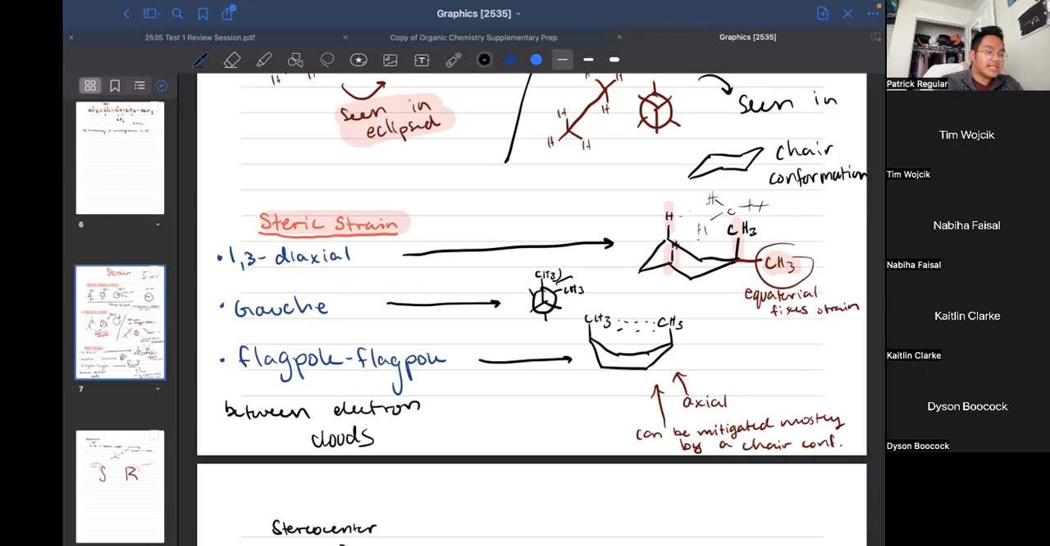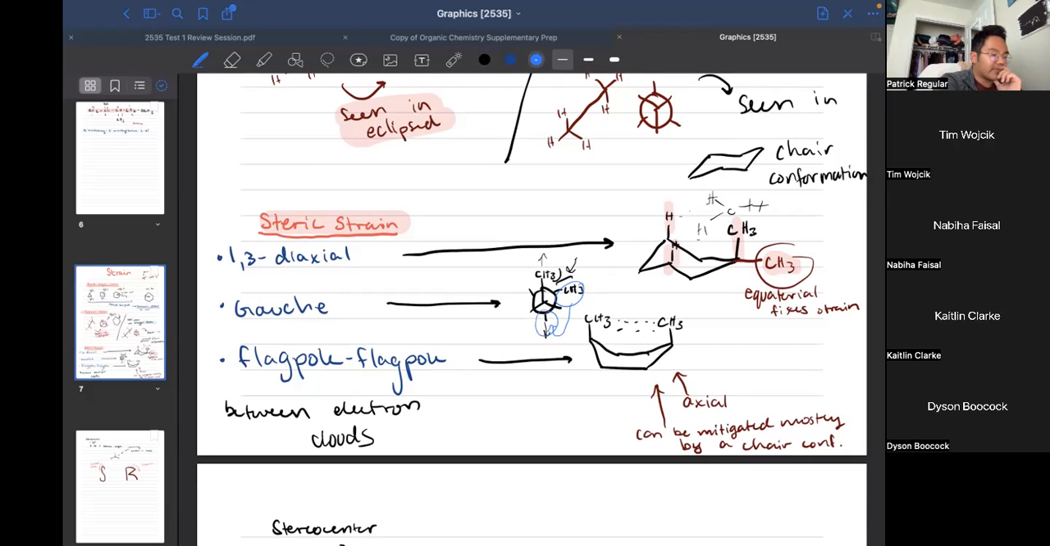Gauche is, again, if you have it in staggered, we have 2 methyl groups attached to each other. Any kind of alkyl groups. So if you have a CH3 that's gauche with an H, that's not gauche. If you have an H gauche with another H, not gauche. But if you have alkyl groups like CH3 or an ethyl group or a propyl group, if they're next to each other in a staggered formation, it's going to be gauche. So there is steric strain. The only way to relieve that is if they are opposite of each other. So like if this CH3 was here, that would not have steric strain because they're away from each other.